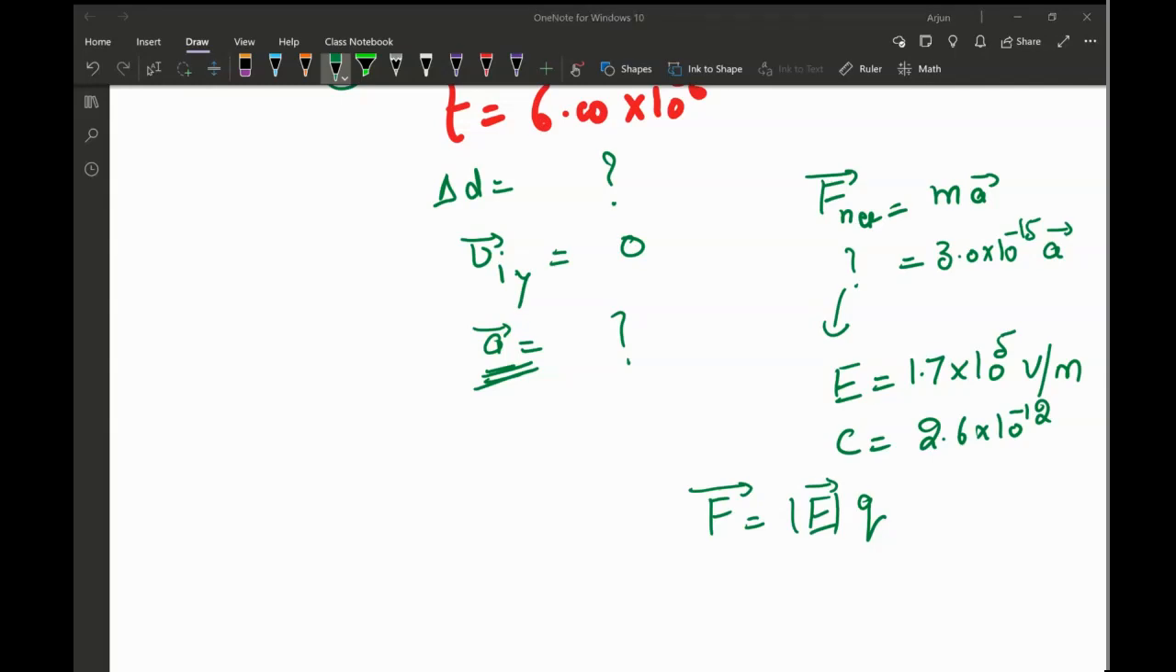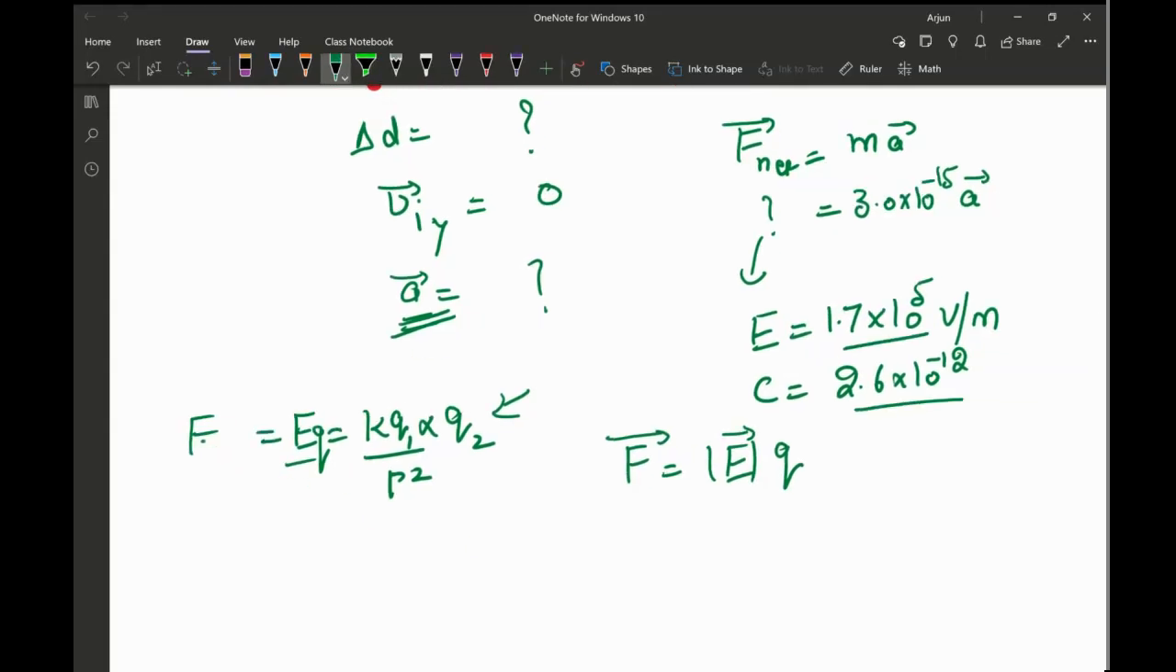Remember in the beginning of chapter 11, we said the electric field value E is equal to KQ1 divided by R square. If I multiply it by Q2, then it's going to become force. So E times Q will be equal to this value. And these formulas are given to you in your formula booklet too. Now, E value is given to me, charge is given to me, so I'll multiply them, 1.7 times 10 raised to the power 5, and then multiply it with the charge value, which is 2.6 times 10 raised to the power negative 12, and that's going to give me the force value.